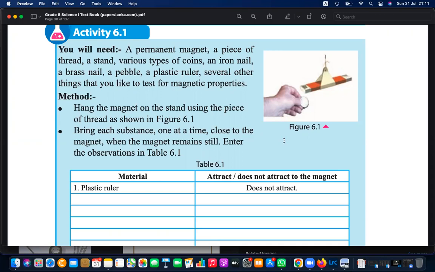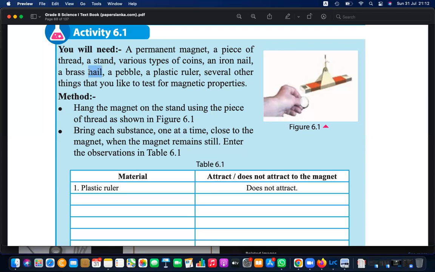So what about the iron nail? Will it attach or detach? Iron nail, what will happen when the iron nail is closer to a magnet? Attach? Yeah, it will attach. So coins, I said that some coins are attaching, some are not. Brass nail. Attach or detach? A pebble. Okay, so please test that.